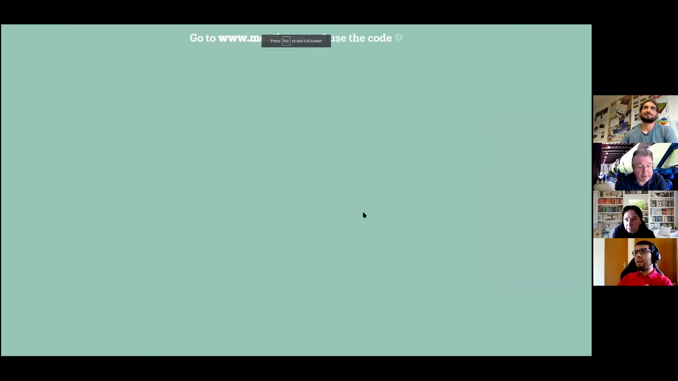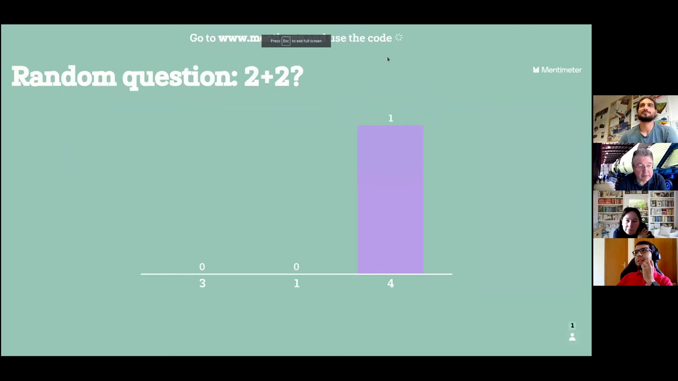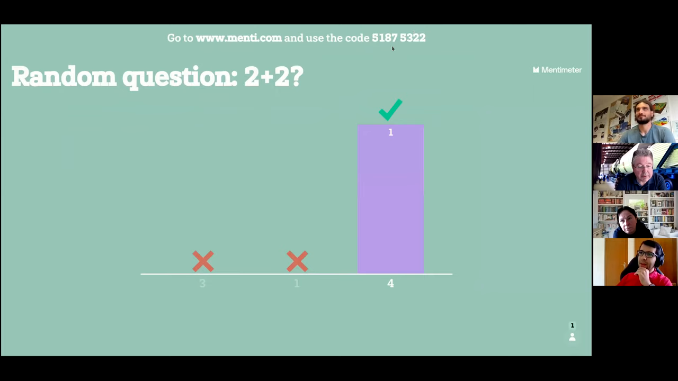So the idea is that you get this code here into the web. If anybody's there, you just test for these questions, obviously a very dynamic one, just to make sure that everybody can do that. Hopefully nobody has difficulties with this. Let me know if somebody has problems accessing menti.com and putting in their code and participating.